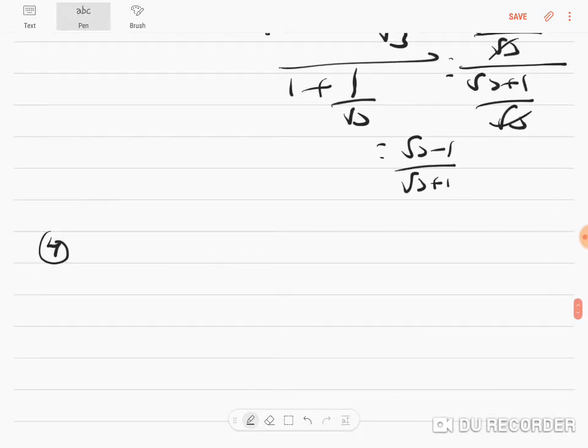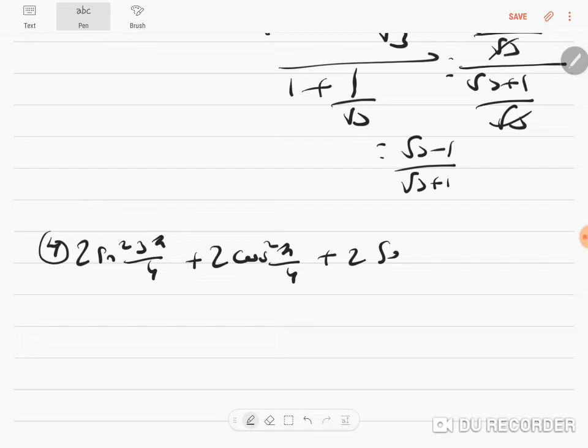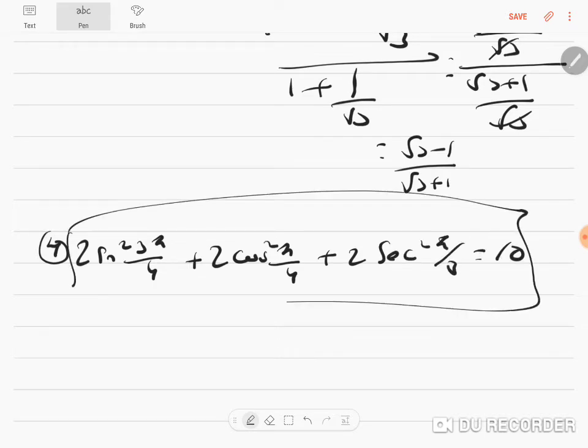Next is the fourth sum. 2 sin square 3 pi by 4 plus 2 cos square pi by 4 plus 2 secant square pi by 3, you have to prove this is equal to 10. The advantage of having a square is that irrespective of whichever quadrant it will be positive, because all school taught children, even if you may have a negative sign, when you square that it is going to be positive. So, you do not have to check the quadrant for sums which have squares in them.